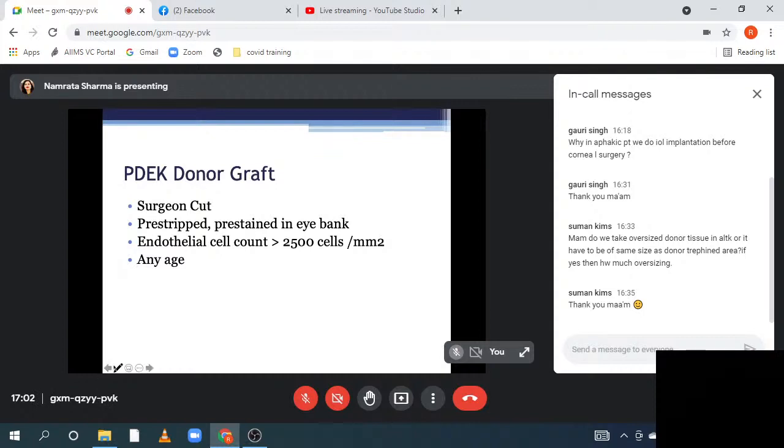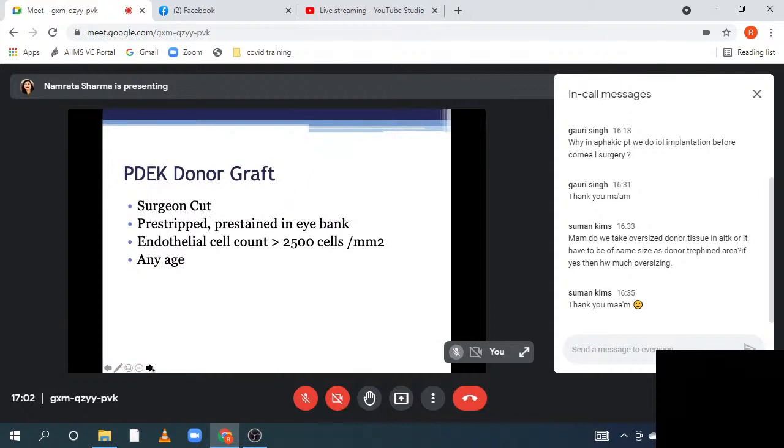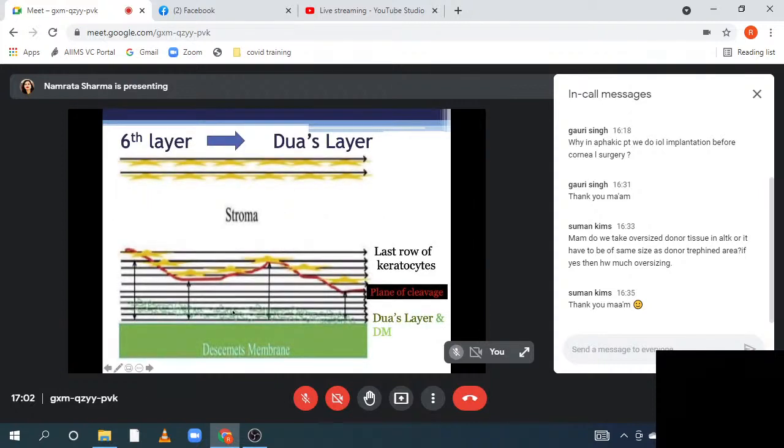And now I come to the last technique of endothelial keratoplasty, and that is PDEK. And again, I want you to have a look at this layer, which is your pre-Descemet's layer. So in PDEK, actually, you are not going to take Descemet's membrane alone, but also this layer, which is the Dua's layer. And so as a result of which, this graft is a little more splinted. So it is somewhere between ultra-thin DSEK and DMEK.